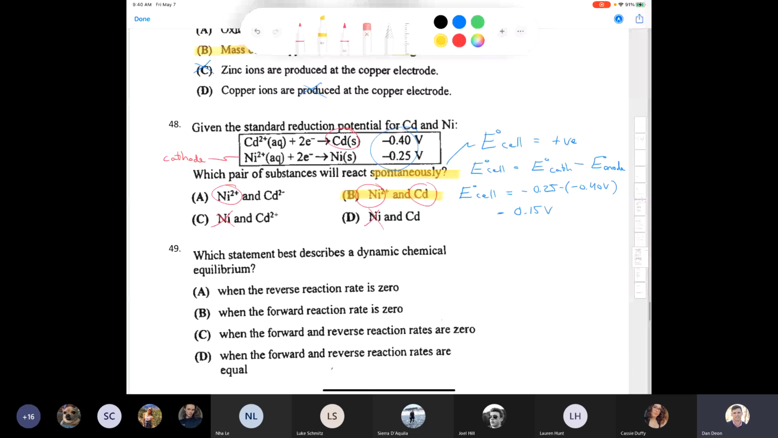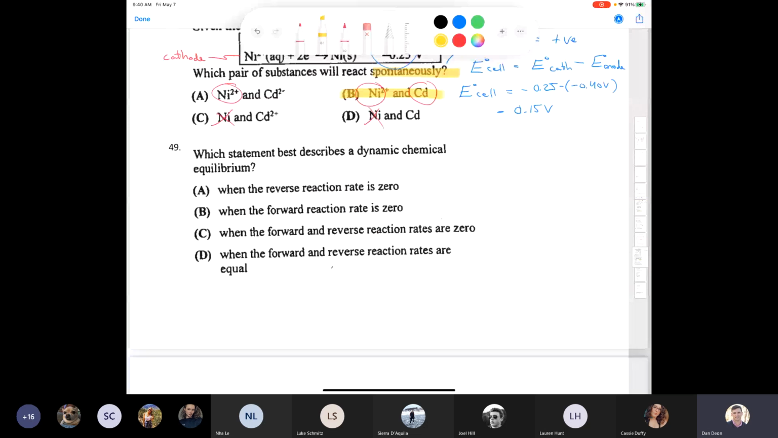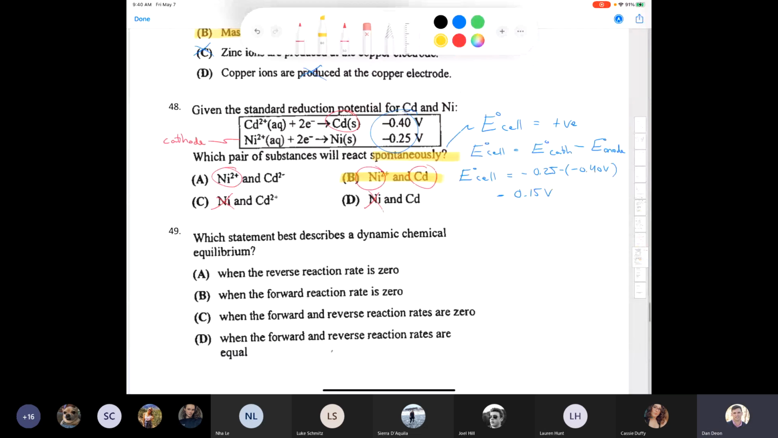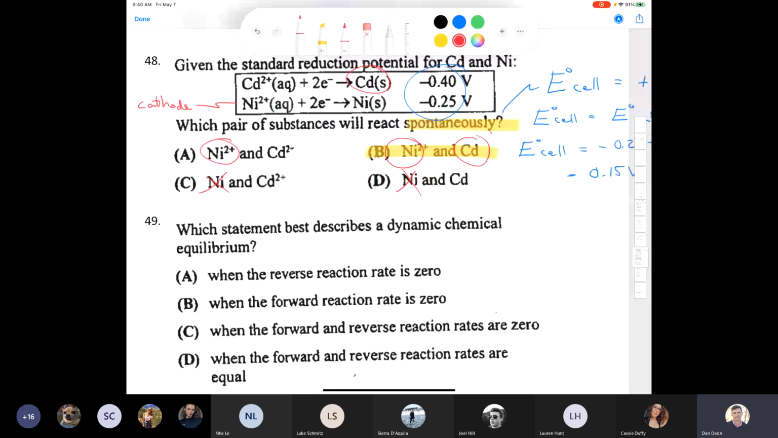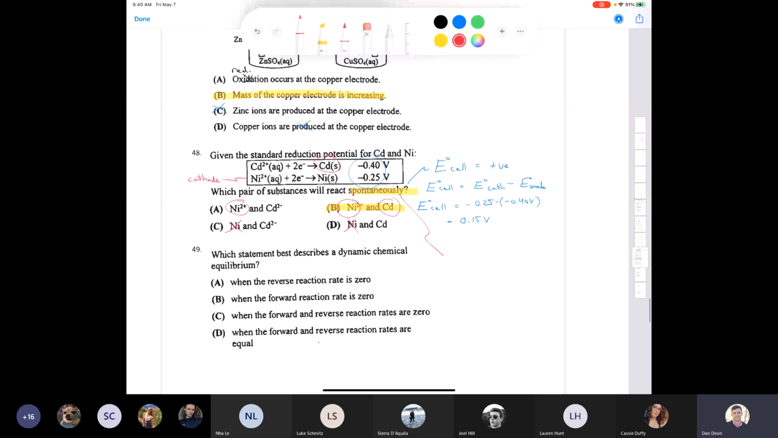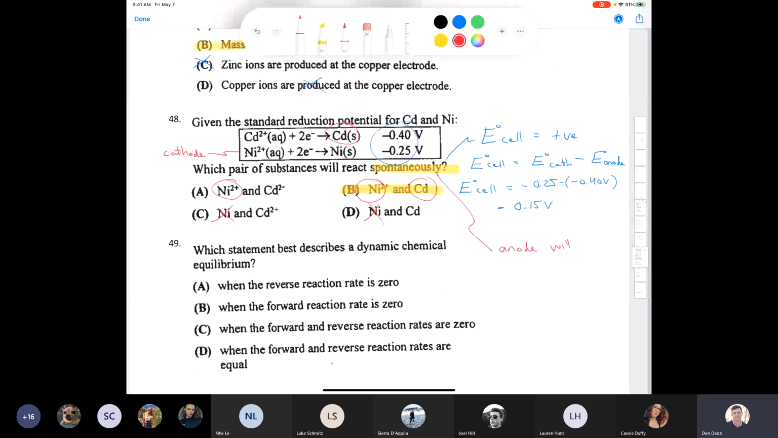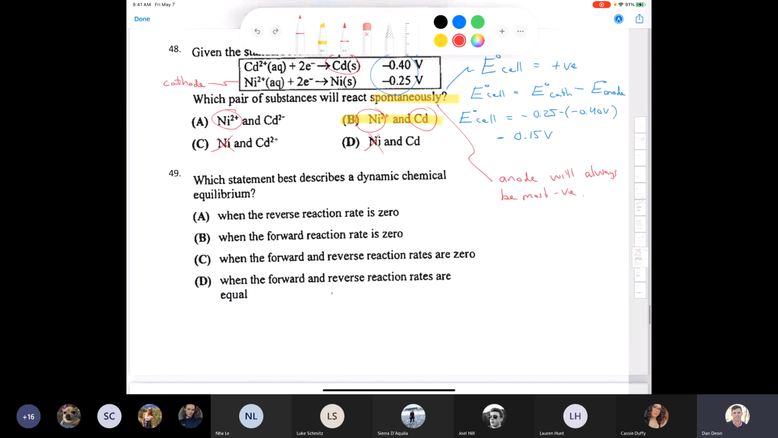Number 49 is a question that I would expect my students to get pretty quickly. In a spontaneous reaction, the anode is always going to be the most negative. Yes, if the reaction is spontaneous, the anode will always be most negative, right? If you're subtracting a negative and you want it to be positive, the larger negative is going to have to be the anode in order to make a positive number.